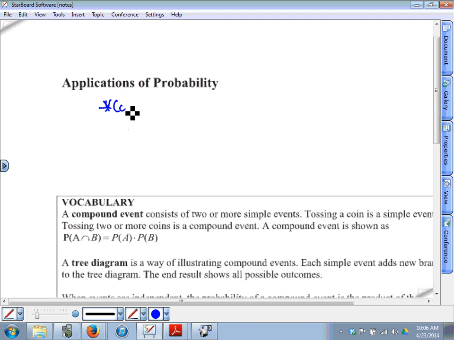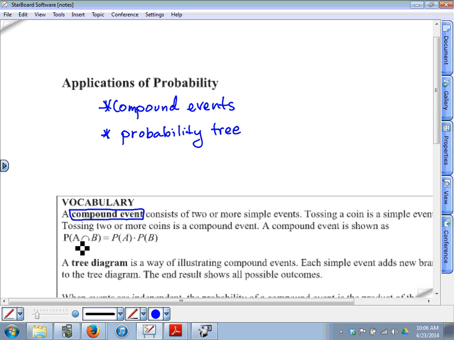We're going to talk about two things: compound events and the idea of what's called a probability tree. Probability tree diagram.